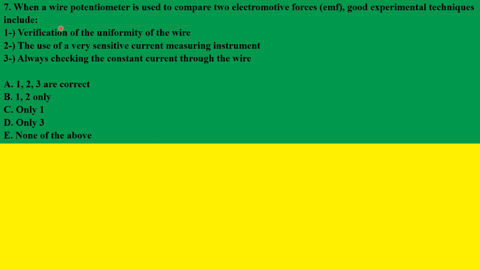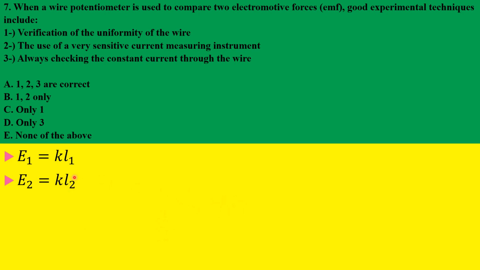Okay, when a wire potentiometer is used to compare two electromotive forces, good experimental techniques include. Just pause the video and read the question. So how do we use potentiometer wires to compare EMFs? First of all we have a potential gradient multiplied by the particular balance length that the first EMF gives you. So E2 will be the potential gradient multiplied by the balance length you get for that particular one.